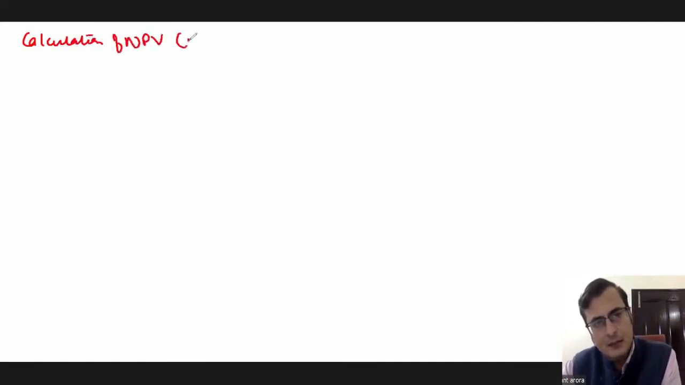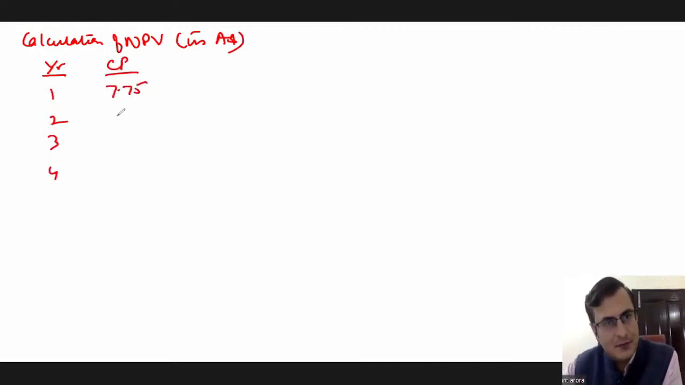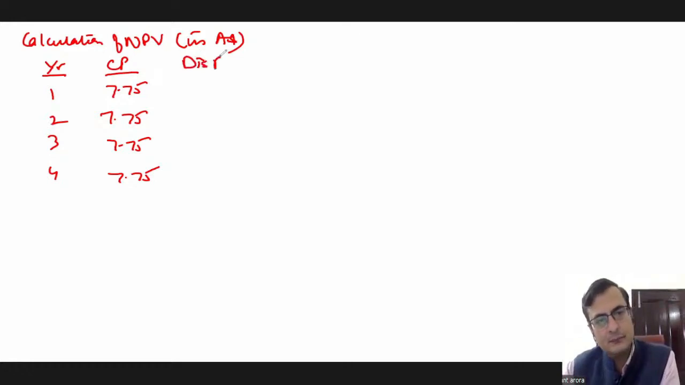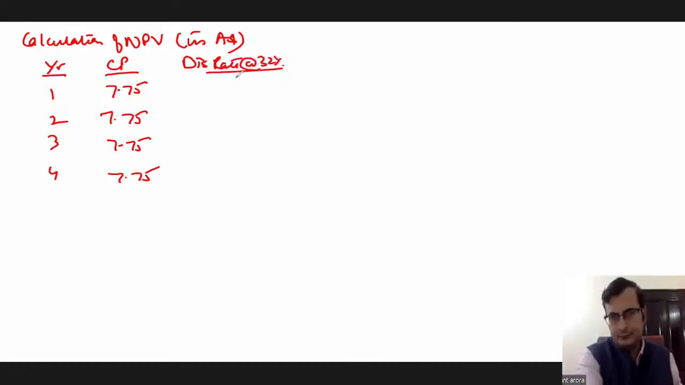Calculation of NPV in Australian dollars. Okay, simple. Now I'll not take much time. 1, 2, 3, 4. Cash flows 7.75. We have already calculated. Now I'm doing vertically. Otherwise, I was doing horizontally up till now. Discount rate at the rate of 32%. $757.